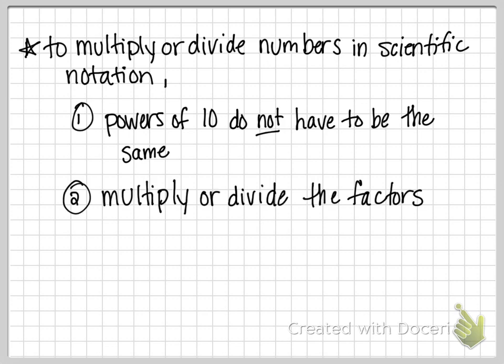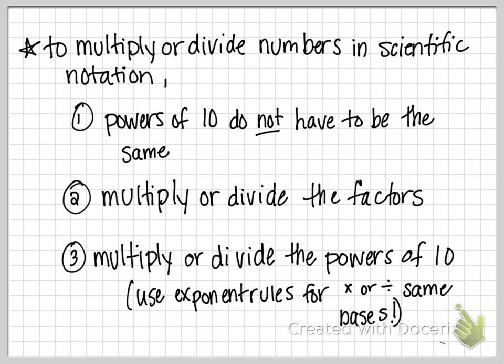But that's going to go back to our exponent rules. So we're going to multiply or divide the factors, which are the numbers that come in front of your power of tens, right? So the first factor times the second factor, or the first factor divided by the second factor. All right, so then the last step is going to be multiplying or dividing the powers of 10. And this means we will use exponent rules for when we multiply or divide the same bases.